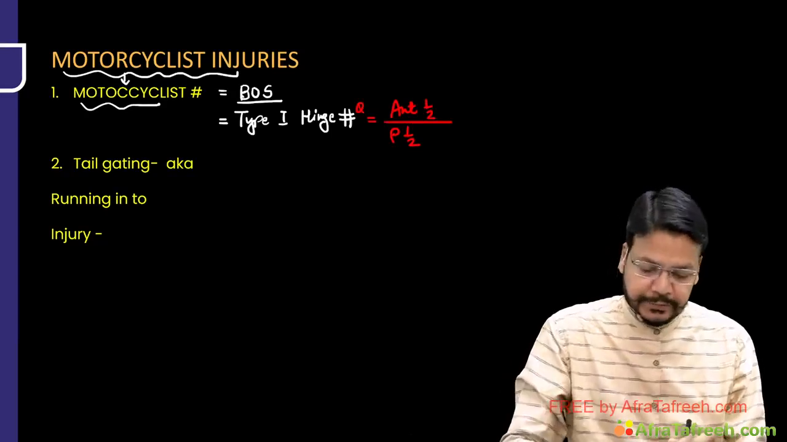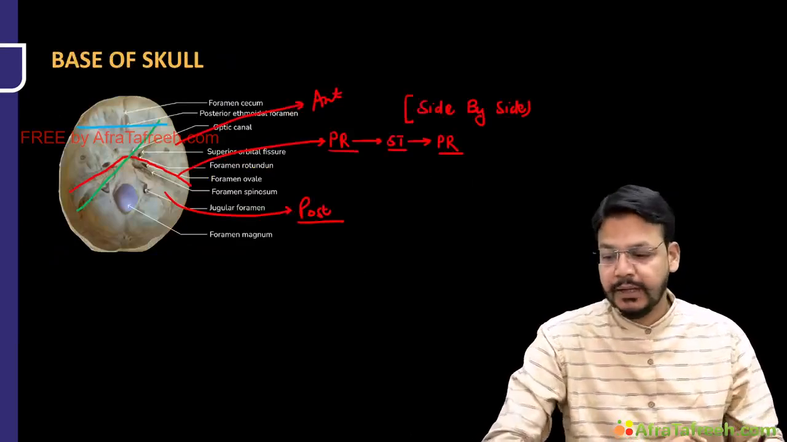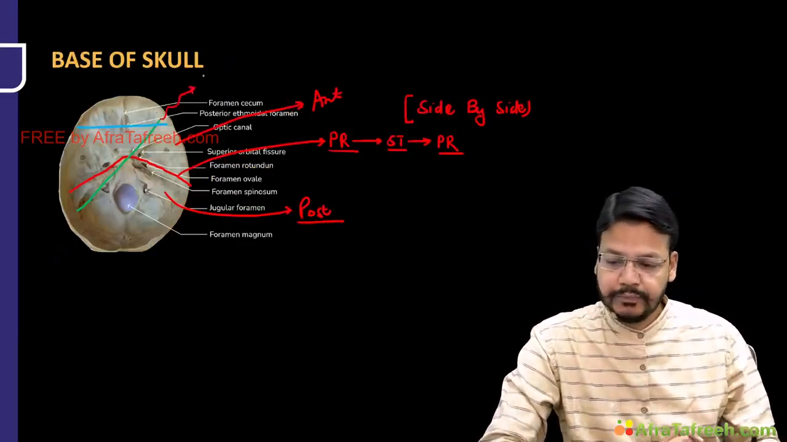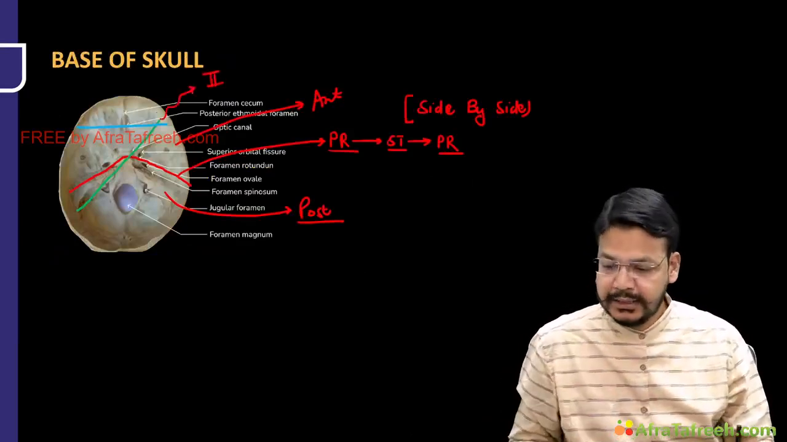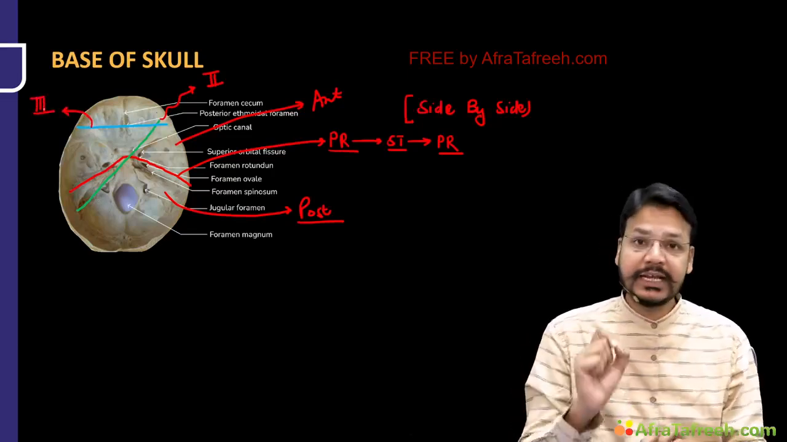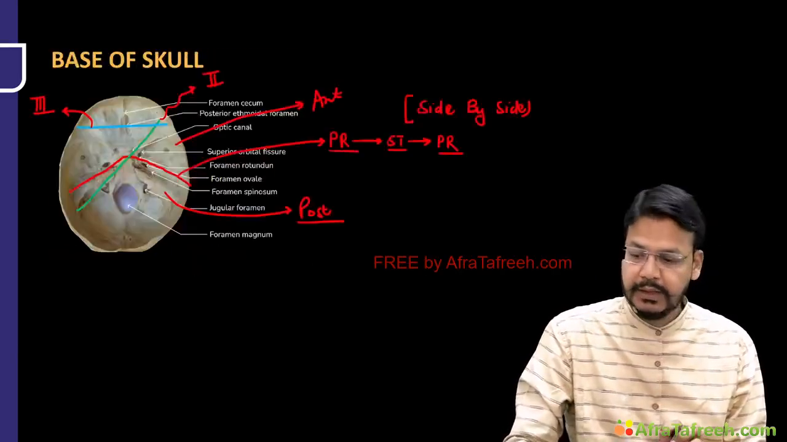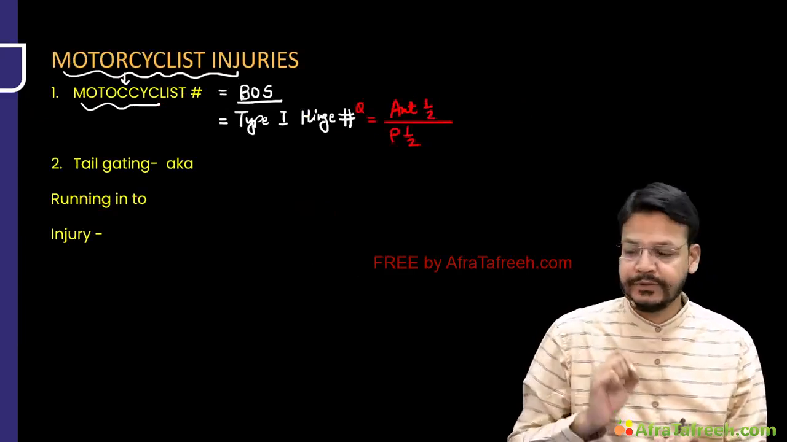Yes, the other fractures of the base of skull I have already told you about. The other fracture is type 2, and this one which is in the coronal plane is type 3. But motorcyclist fracture is the type 1 hinge fracture of the base of skull.